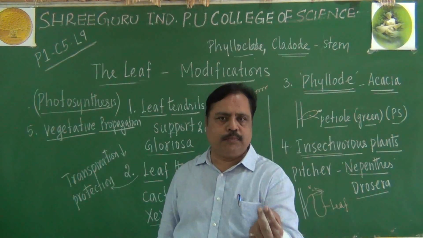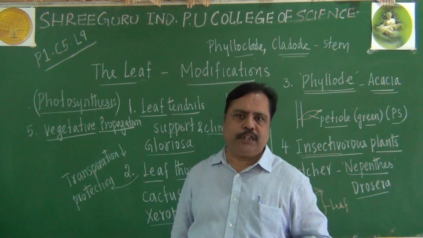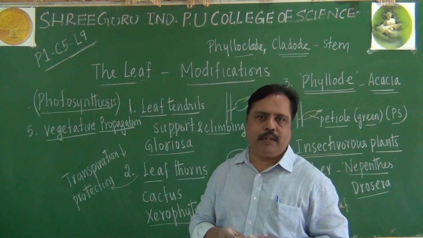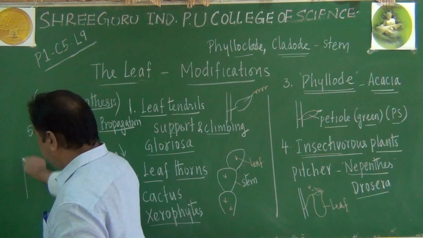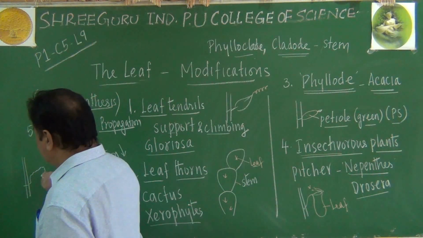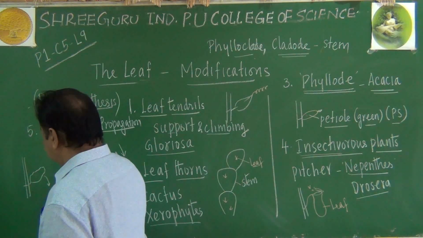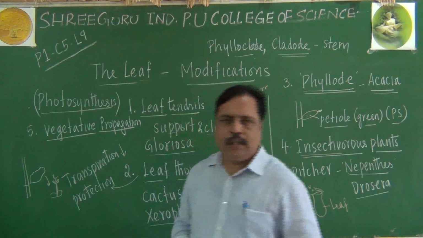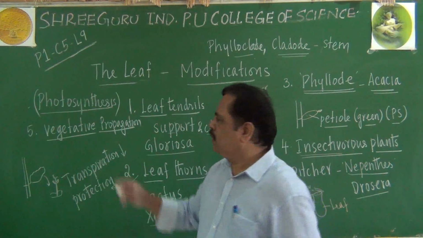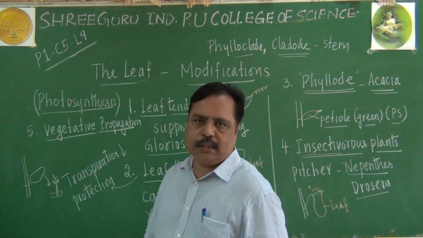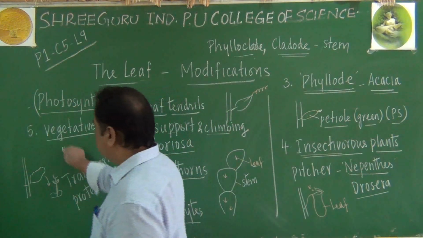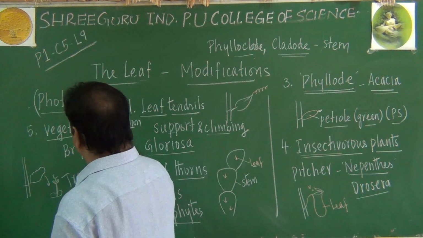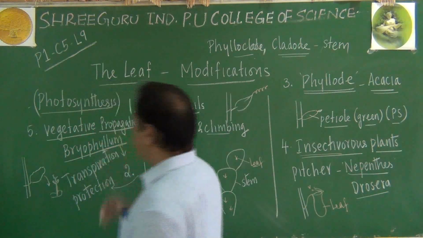Usually new plant will arise from seed by sexual reproduction. But in some plants, leaf will give rise to new plant. The leaf will fall down. Imagine the leaf will be like this. When it falls down into the soil, it will germinate into a new plant in this manner. If a leaf becomes a new plant, that is called vegetative propagation. What is the example for that? Bryophyllum. You might have heard Bryophyllum. Bryophyllum is the example for vegetative propagation.